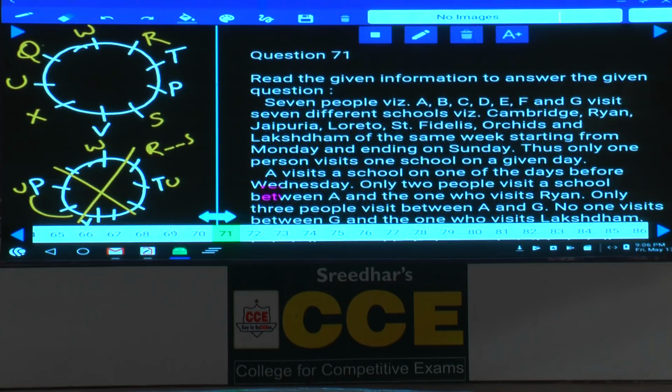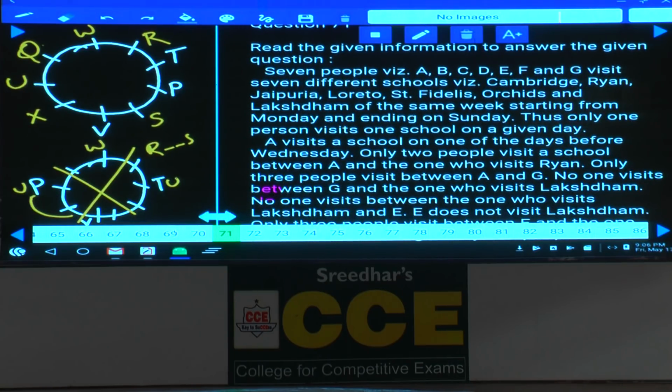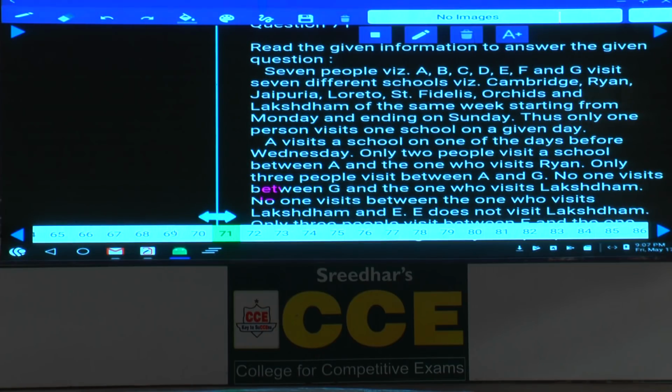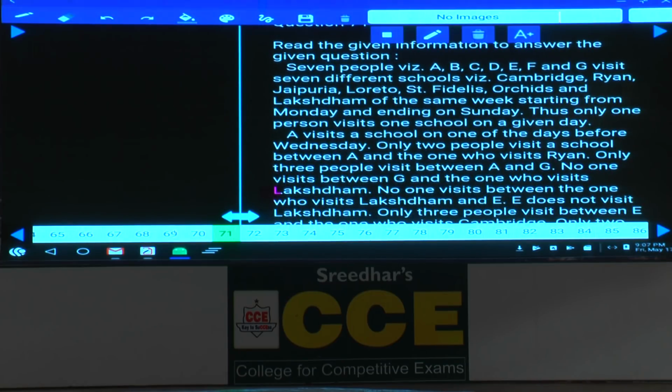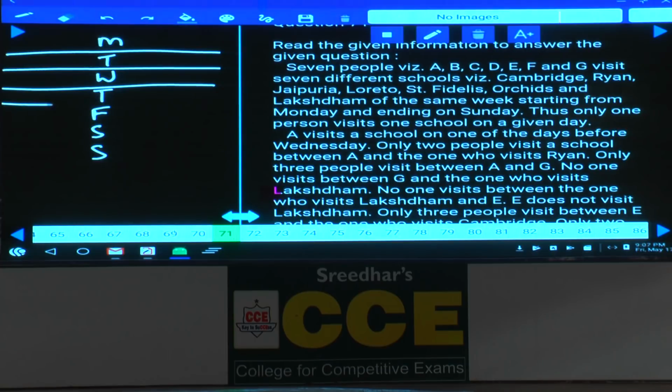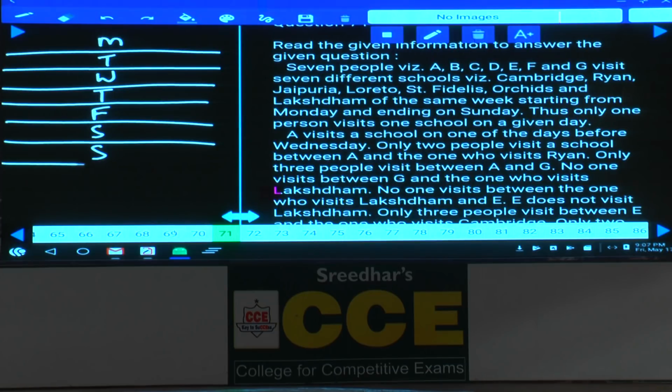Then 71 to 75. Now in this one, 7 people A, B, C, D, E, F and G visit 7 different schools, Cambridge, Rayon, Jaipur, Jaipuria, Loreto and so on, in the same week starting from Monday and ending on Sunday. Monday, Tuesday, Wednesday, Thursday, Friday, Saturday and Sunday. 7 persons visited 7 different schools on 7 different days.